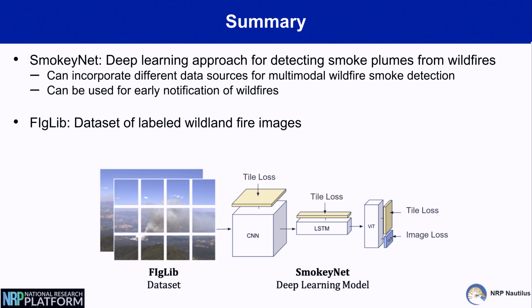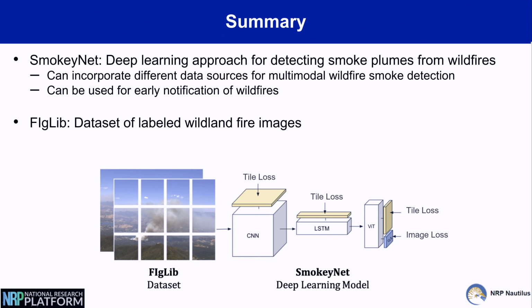All right, so in summary, we have developed a deep learning approach for detecting smoke plumes from wildfires. And I should have said this at the beginning, but the focus is on smoke, right? Detecting smoke and not detecting flames, because you will see smoke before you see flames. And so by the time that you see flames, it's going to be too late. The fire has already grown too large.